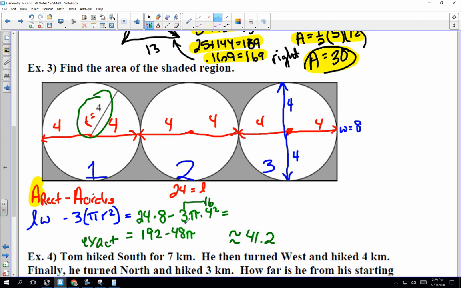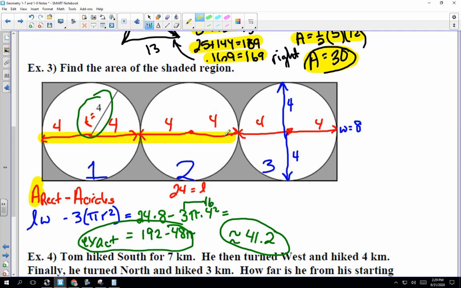So we get an exact and approximate. Okay. Actually, I want you to put this down on here. So knowing that each of these radii are 4 is important, and that this radius is also 4. That's important. Having the width is 8 and the length is 24, super important. Knowing that the area of the rectangle minus the area of the circles is also important.